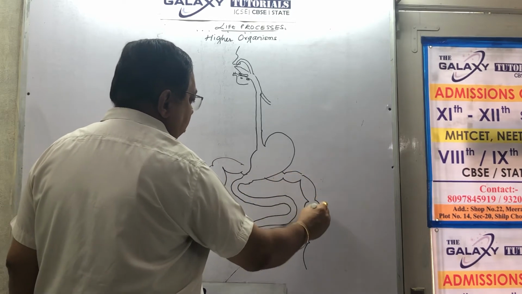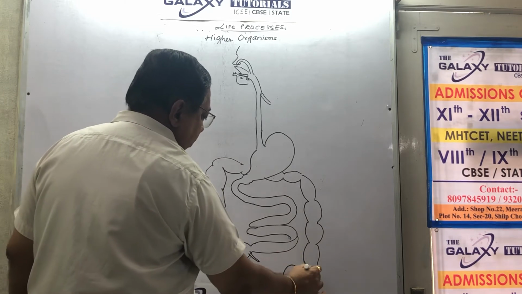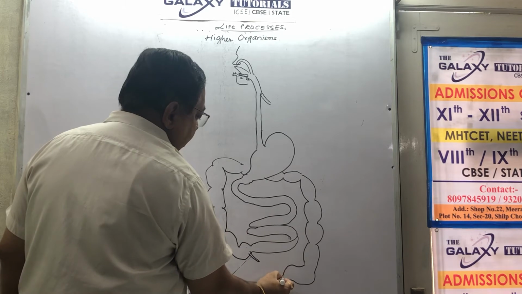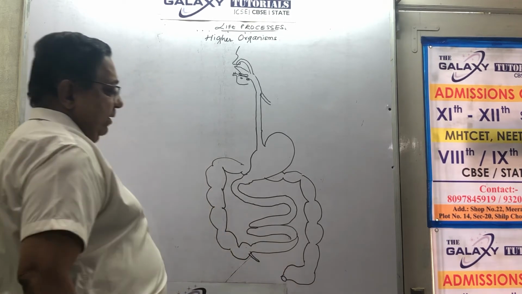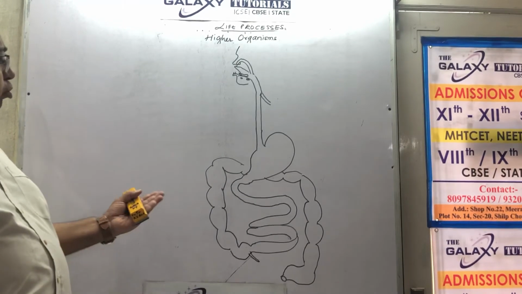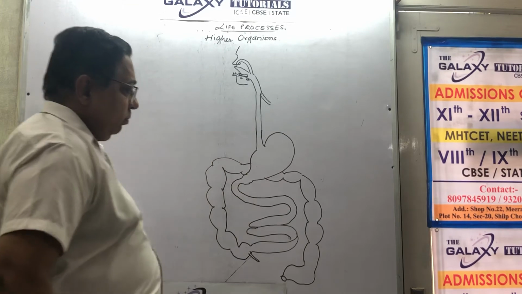Simple to draw, nothing difficult. Don't go by the color. Then it will end in an elongated portion, and then you will have an opening called the anus. This is how we draw the basic alimentary canal. So simple. Okay? Don't leave any opening. Food will leak out in your body.